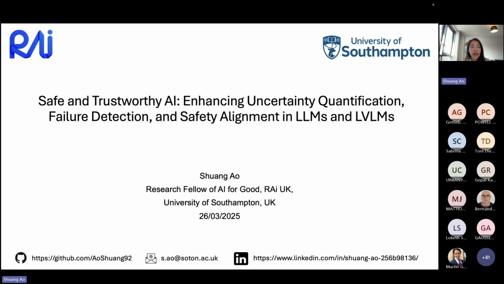Today I'm going to present my research about safe and trustworthy AI. I will focus on three points: uncertainty quantification, failure detection, and safety alignment for large language models and vision language models.